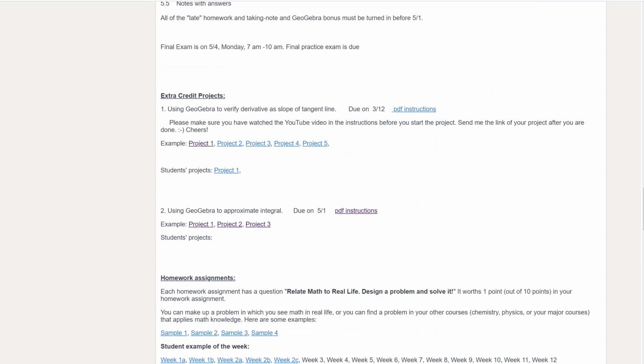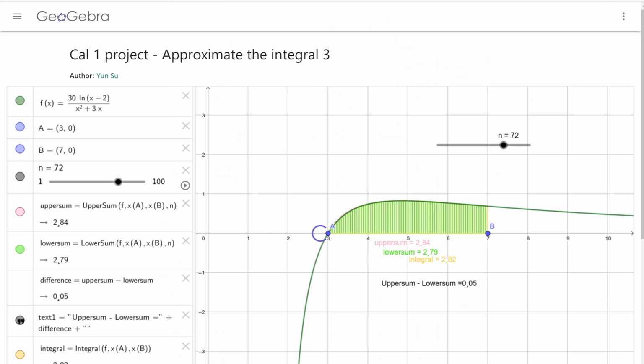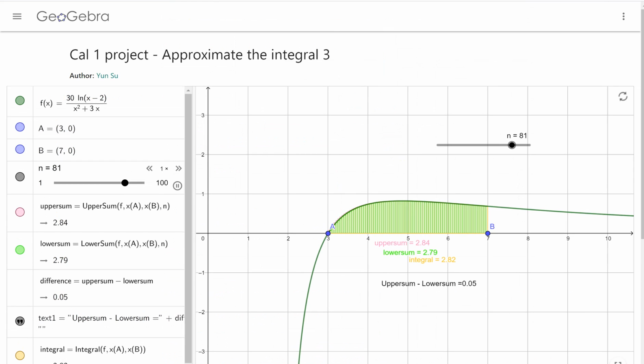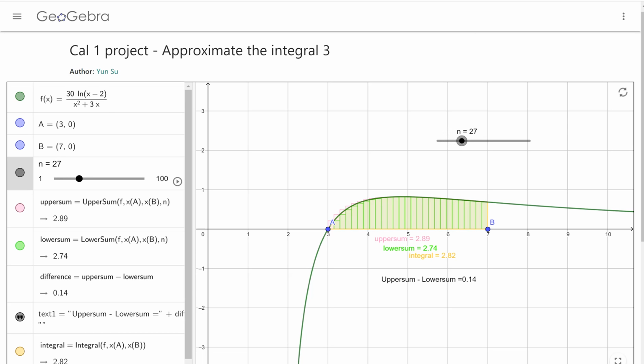Okay, so let's see the projects. The first one is here. You can see n is the number of rectangles. When n is changing, going up more and more, you can see the upper sum, where we use the upper value of each interval to approximate, and the lower sum, where we use the lower value to approximate. You can see the upper sum is bigger than the lower sum, and the integral is bounded between them. When we increase n, the number of rectangles, you can see those numbers getting closer and closer. This is so close. Okay, that's the first example.